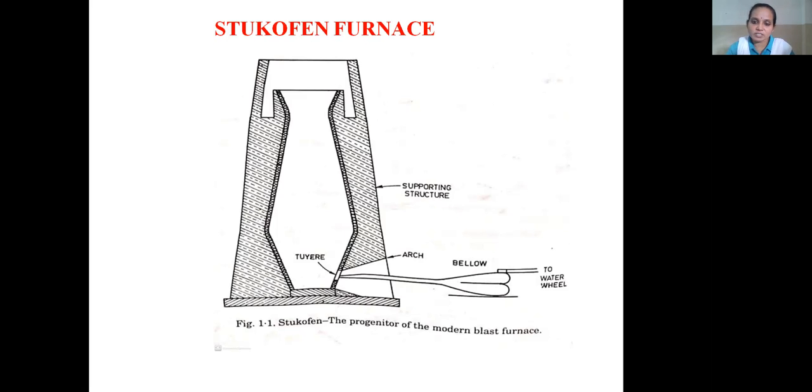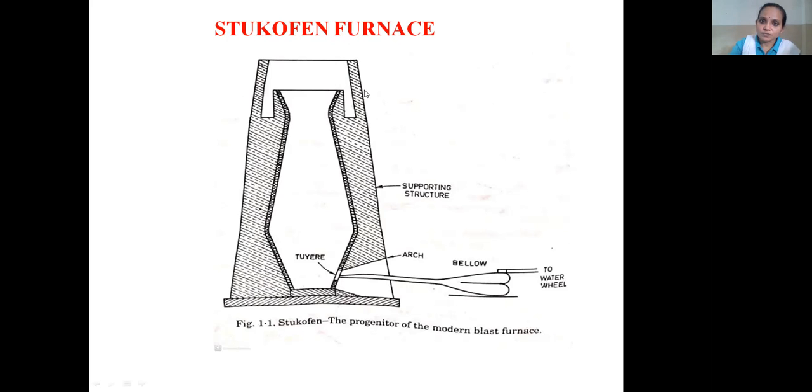The natural draught was replaced by a water driven bellow. The water is poured onto the fan, and the fan moves. Because of the moving fan, the bellow was compressed. By compressing this bellow, the air was injected into the furnace. The furnace height was increased. They came to know that enormous heat is lost because of the open top.